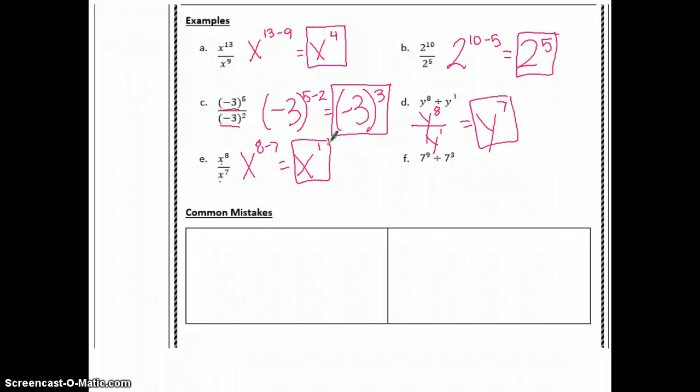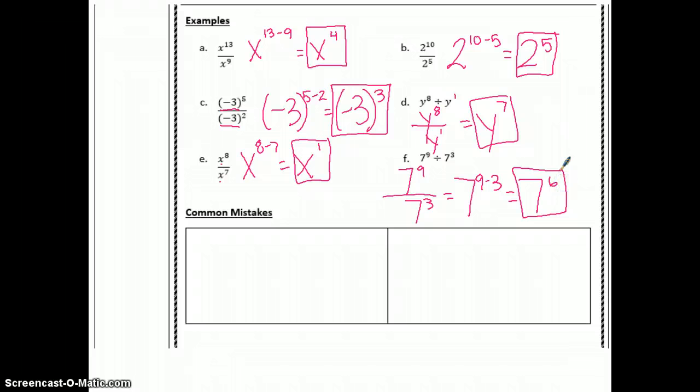Letter F, 7 to the 9th divided by 7 to the 3rd. Our bases are the same, so I get 7 to the 9 minus 3. 9 minus 3 is 6, so 7 to the 6th power.